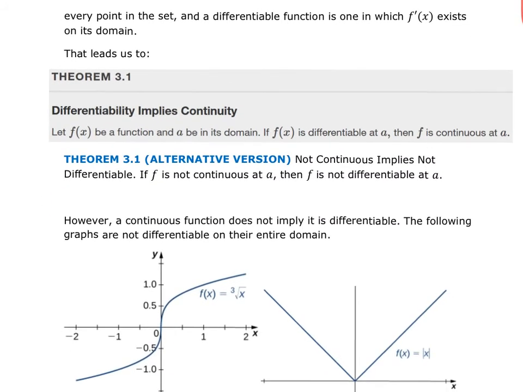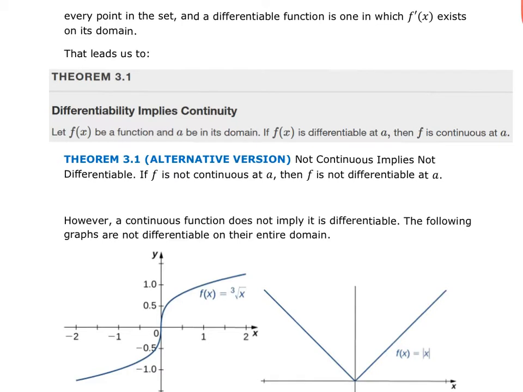Here are two examples in which they are continuous functions. On its domain, there's no jumps, there's no gaps, there's no holes. But neither one of them is differentiable on their entire domain. You cannot differentiate these on their entire domain. Can we differentiate them? Oh, absolutely we can, but we don't get to do it on its entire domain.